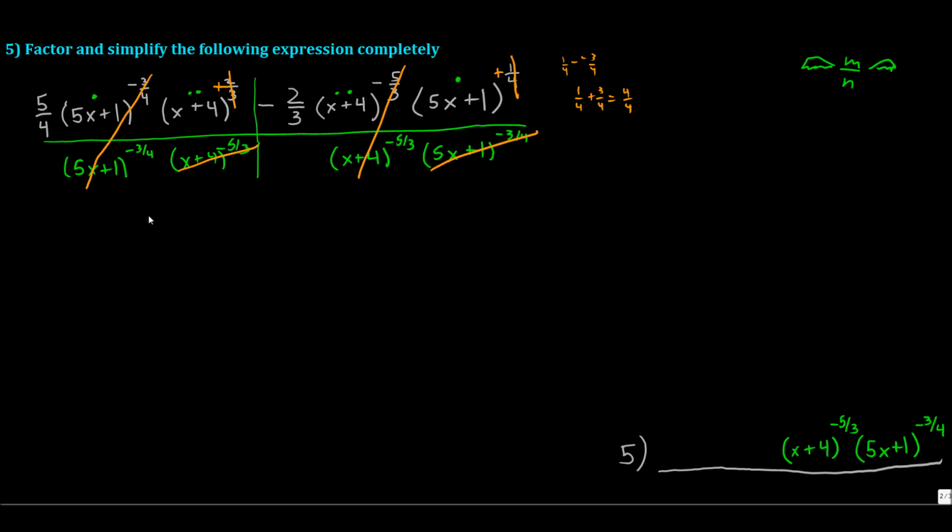Why is that helpful? Well, now we're down to that next step. We're ready to start distributing in and doing stuff. 5/4 times x plus 4. Oops, getting ahead of myself here. x plus 4 to the 1. Well, we don't even need the 1. Minus 2/3 times 5x plus 1 to the 1 power. And so there we go.